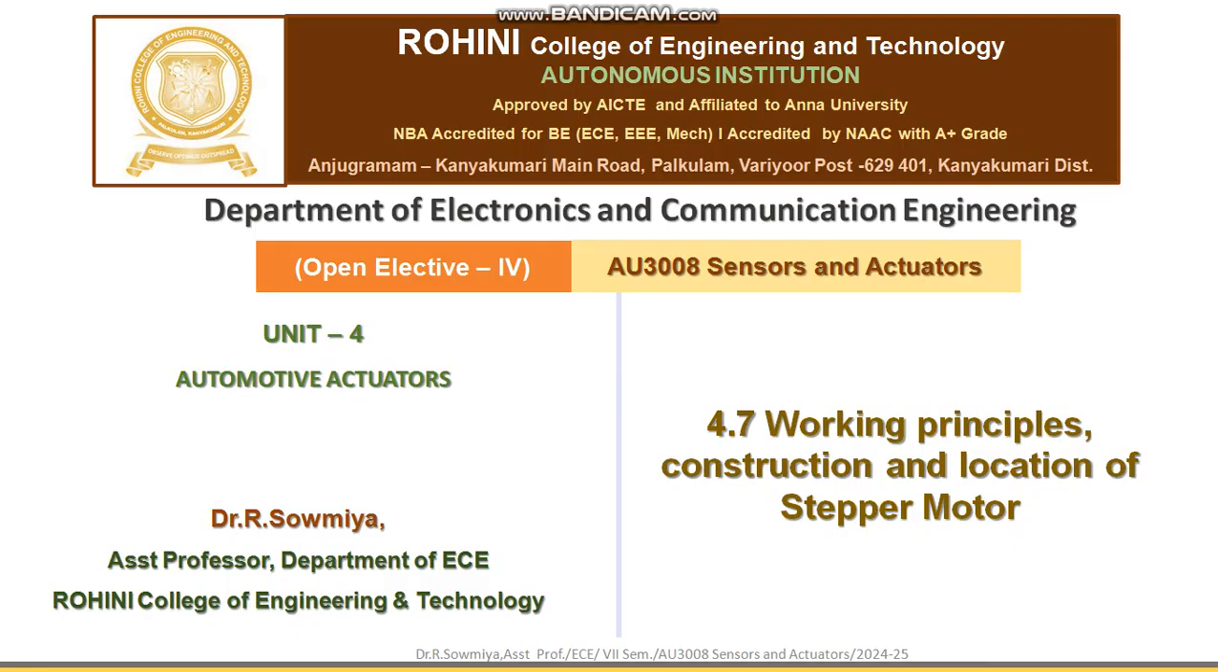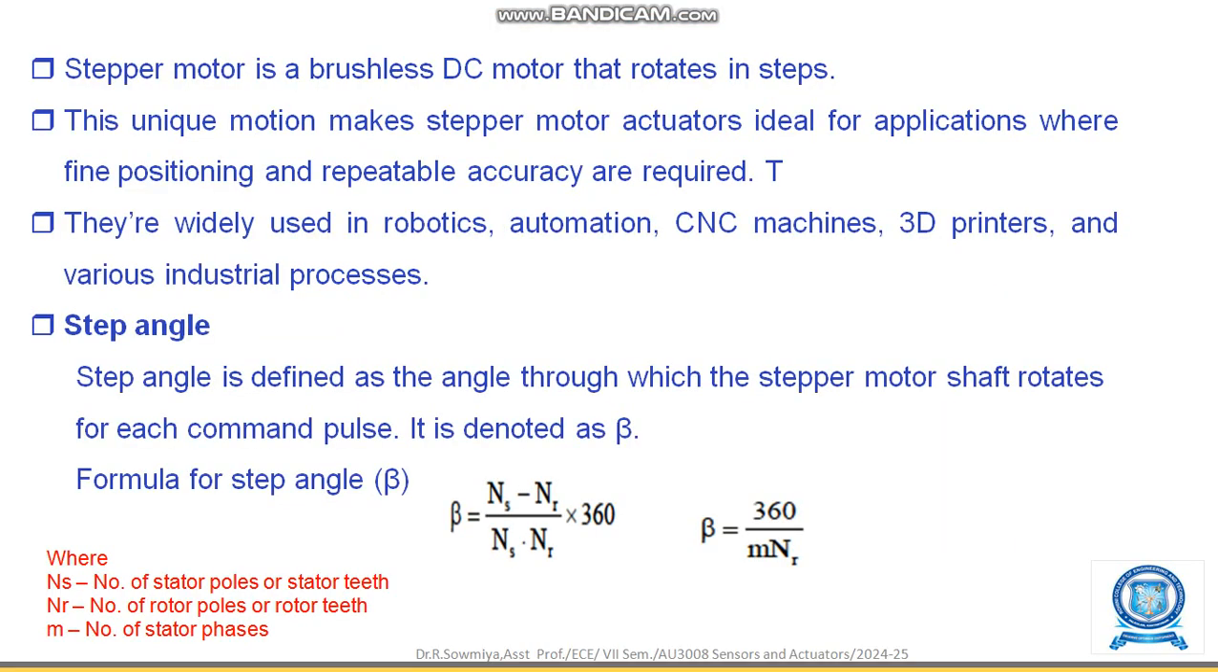Today we are going to see the subject Sensors and Actuators. Subject code is AU3008. Unit 4 is Automotive Actuators. Under this we are going to see the topic Working Principle, Construction and Location of the stepper motor.